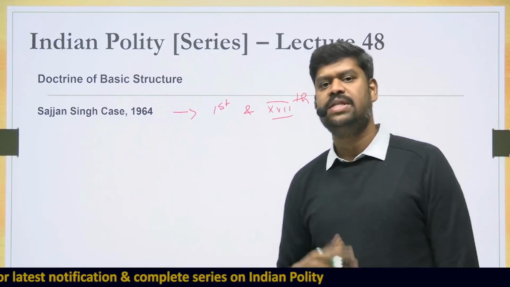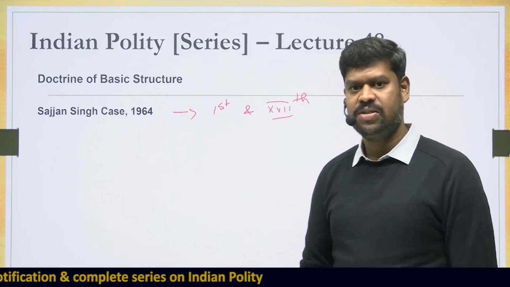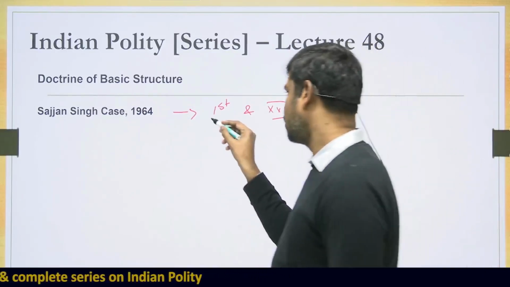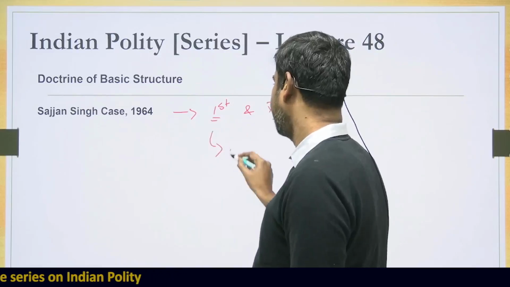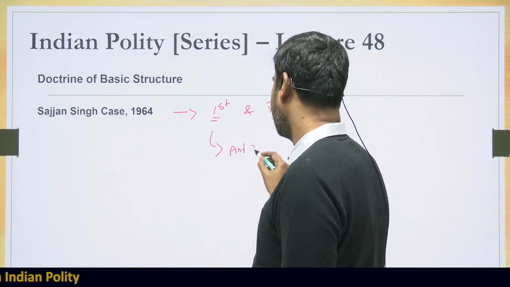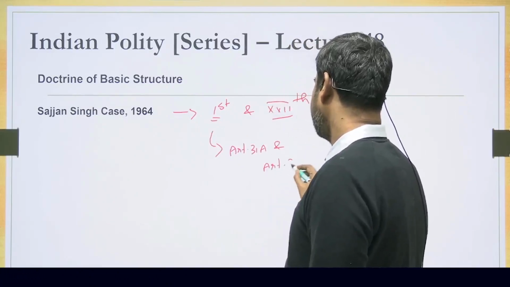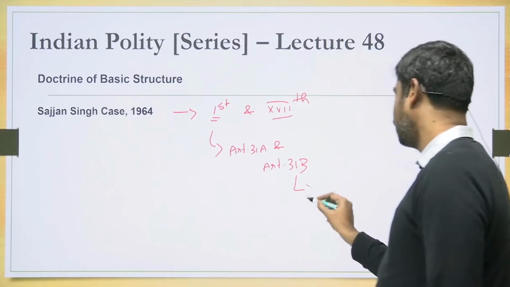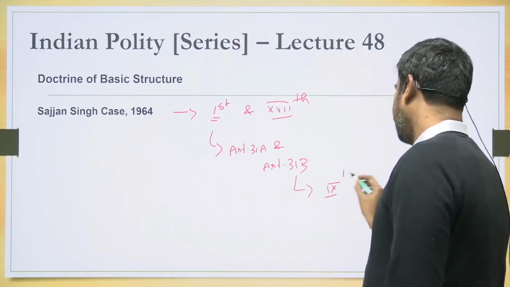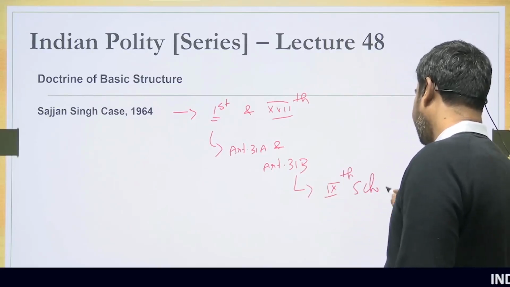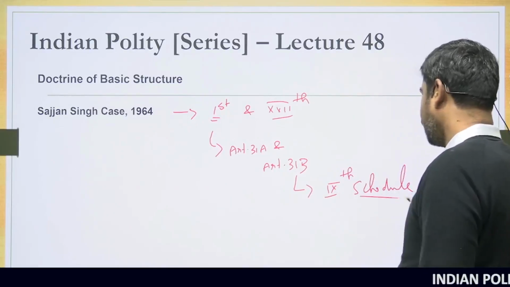And what was the reason these amendments were challenged in the Supreme Court? The first Constitutional Amendment Act, because it provided for Article 31A and Article 31B. And it was this Article 31B which allowed for the 9th Schedule in the Constitution. The 9th Schedule exists by virtue of the first Constitutional Amendment Act, or Article 31B.